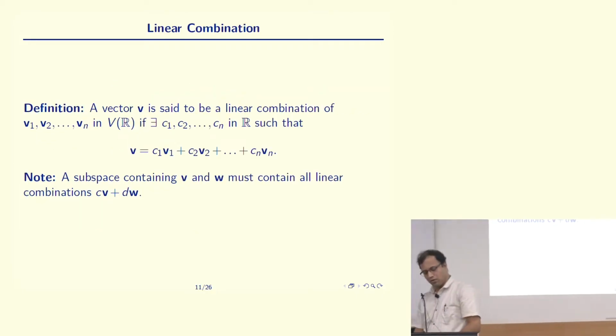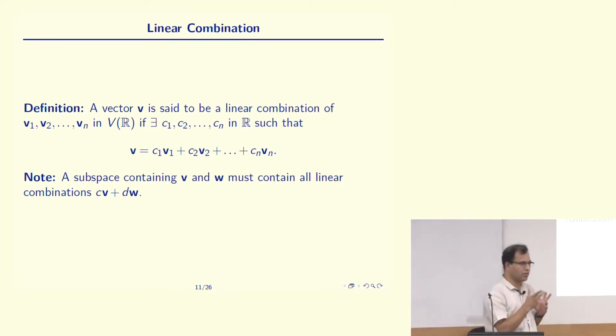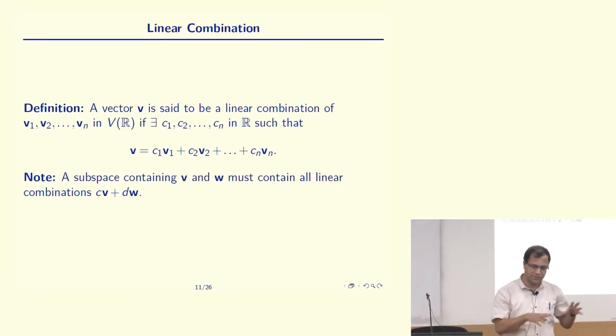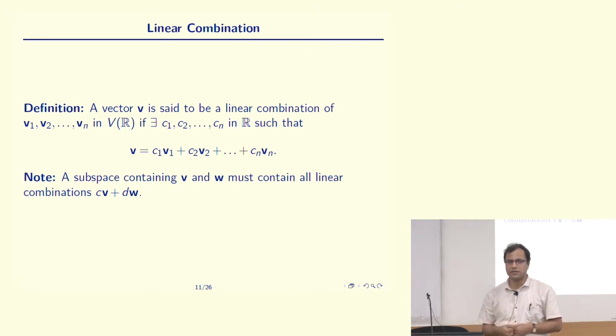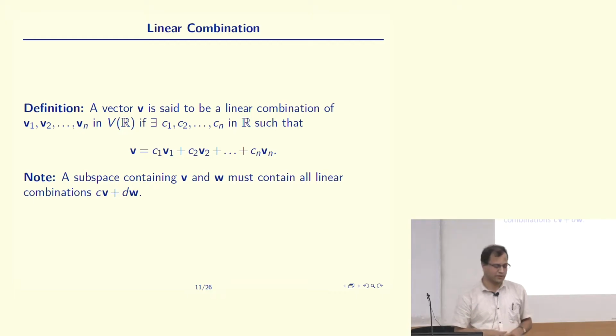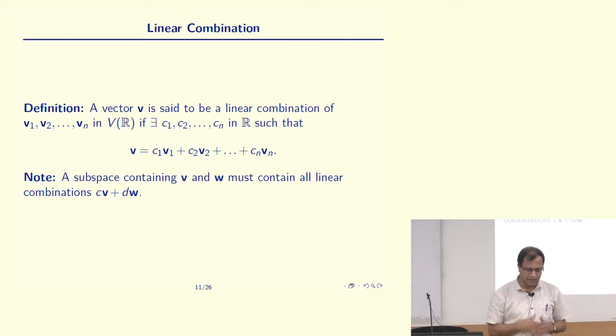Now we want to define one important operation based on vector addition and scalar multiplication, which is called the linear combination of vectors. Suppose you are given a set of vectors, and now you are given a vector v. We want to check whether this is a linear combination of the set of vectors.